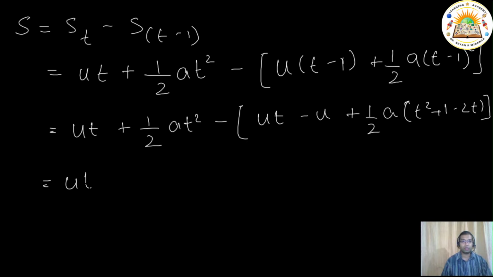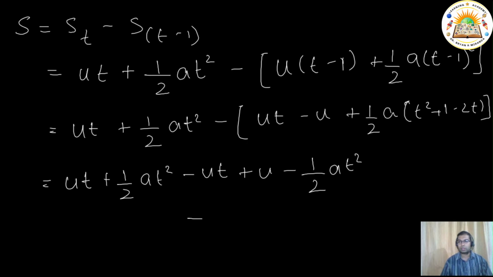So I will get ut plus half a t square minus ut. So I'll multiply minus inside, and simultaneously I'll multiply half also inside. So minus ut, minus into minus, plus u, minus half a t square, minus half a. There's no t here, it's only half a, minus. So plus half a t, so a by 2 into 2t. So I can go ahead and reduce this. Half at square minus half at square I can cancel out, minus ut plus ut.